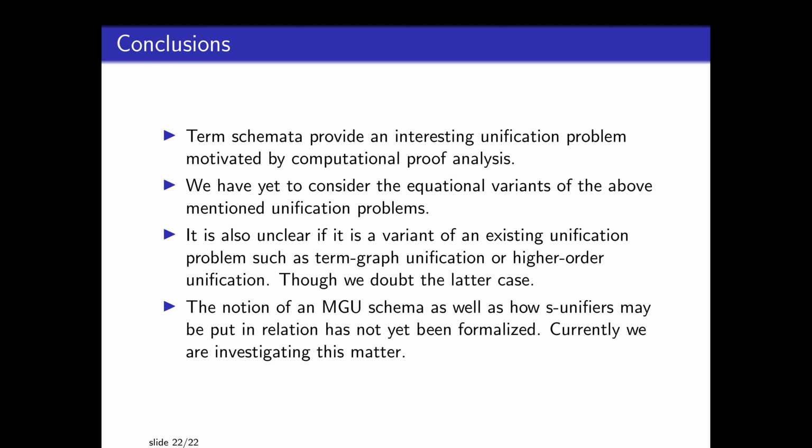To conclude, term schemata provide an interesting unification problem motivated by computational proof analysis. It wouldn't have come out without it. Equational variance is something people always ask us about, and yes, we're interested in it, but it complicates the matter so much we haven't touched it yet. We're also looking at existing unification problems which are close to this and maybe could help us out, such as term graph unification and higher order unification, though we doubt that higher order unification is going to help us out much here, but term graph possibly, especially term graph unification with narrowing.